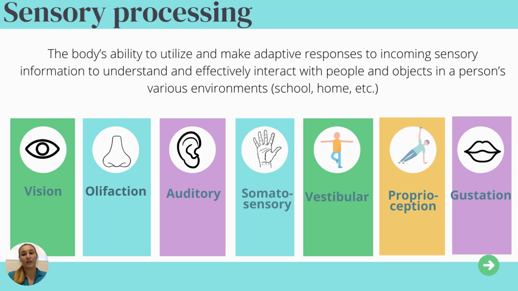So the body's ability to utilize and make adaptive responses to incoming sensory information, to understand and effectively interact with people and objects throughout various environments like school and home, etc. That is what sensory processing means to the child. Now the child can respond appropriately and will experience thoughts and emotions about what he perceived.